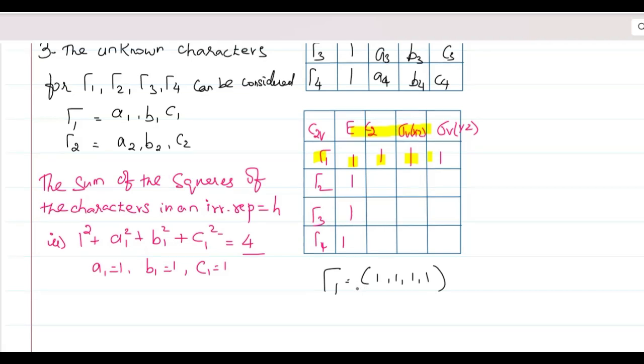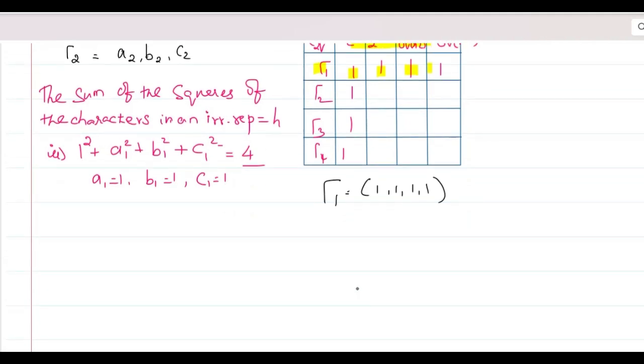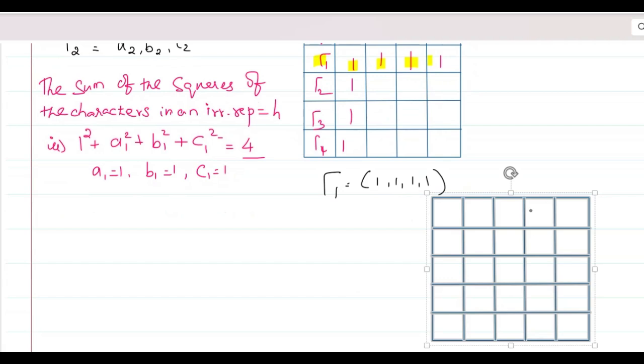So this is what we have evaluated for the first irreducible representation. Next, let us evaluate the other irreducible representations. How to do that? Let us see. So here comes C2v, E, C2, sigma v XZ, sigma v YZ.